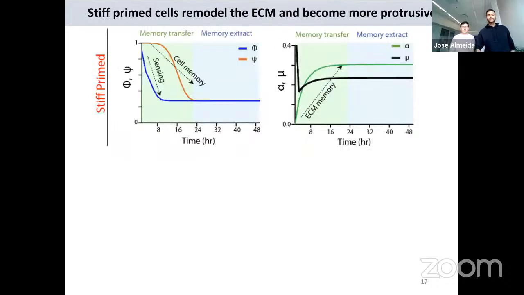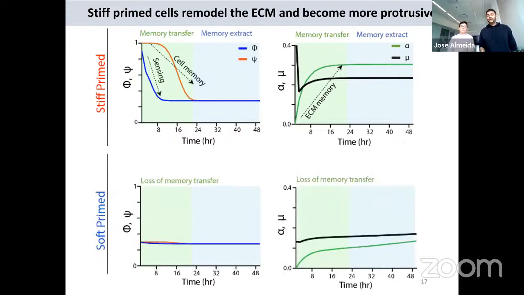So with this model, we simulate what happens when stiff prime cells migrate into collagen of density 2.3 mg per ml. And when we track phi and psi, which are our mechanosensing and cellular memory, we see that the mechanosensing signal quickly adapts to this new softer collagen environment. But cellular memory persists for a while before adapting. During this time, we see that the tension in the ECM increases, which helps mu, your mechanoactivated migration potential, to increase.